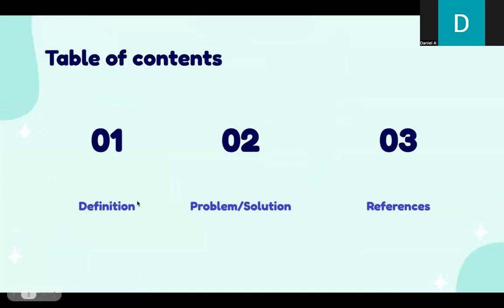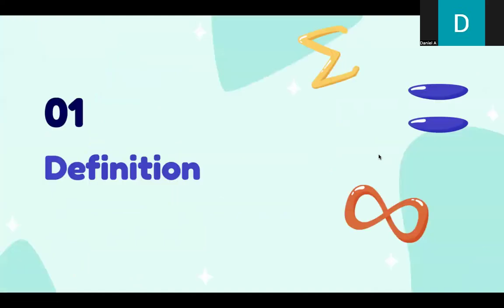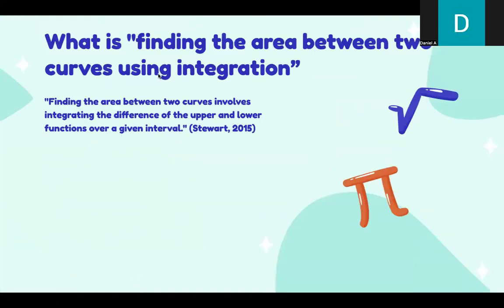So we are going to go through the definition from the rubric, the problem solution from the rubric, and the references I used. Now, for the definition, what is finding the area between two curves using integration? For my resource from Stewart 2015, finding the area between two curves involves integrating the difference of the upper and lower functions over a given interval. I know this was a shorter definition.